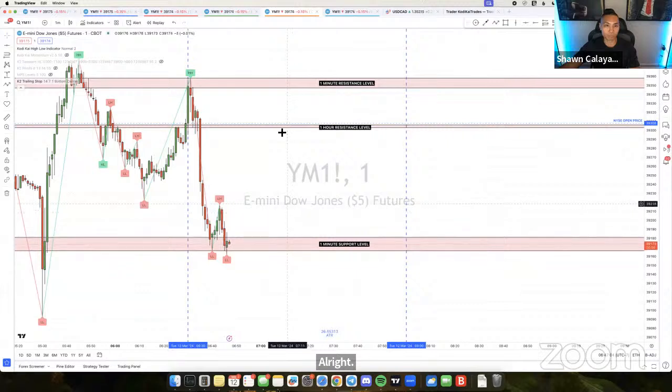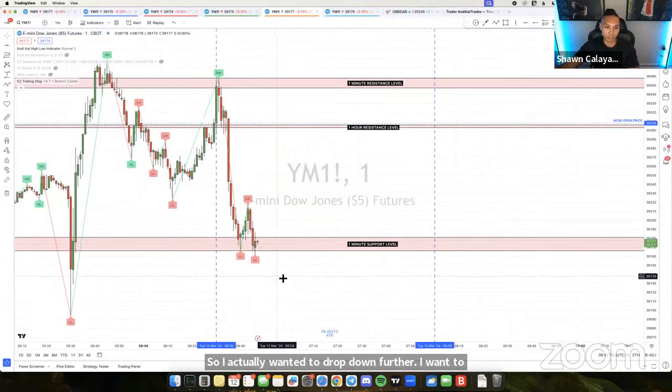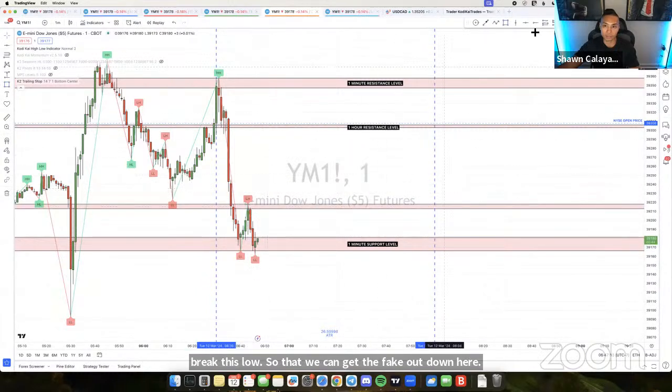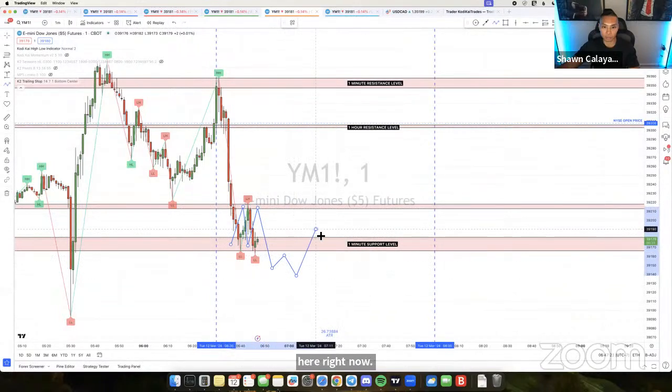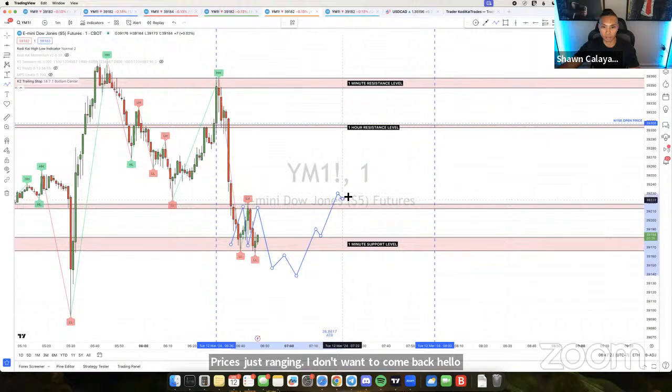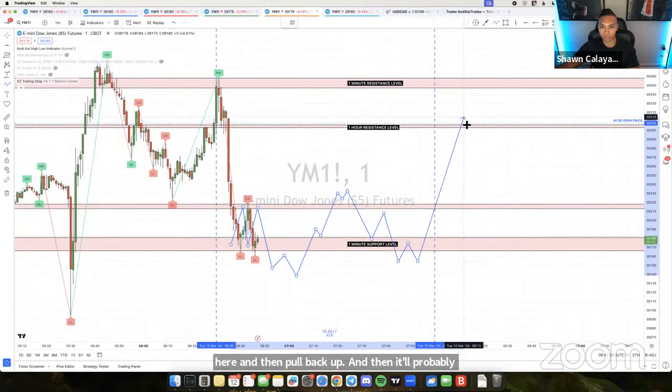Now we wait. So I actually wanted to drop down further. I wanted to break this low so that we can get the fake out down here. But you guys can see the range. So if I mark a structure right here, you guys can see this is the range right now. Price is just ranging. But I want it to come back below here and then pull back up. And then it'll probably fake out again right here, and then come back up from there.